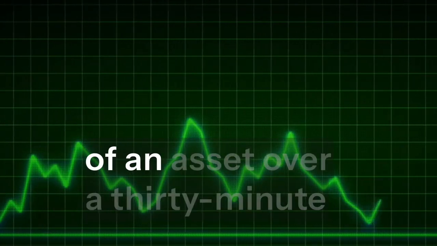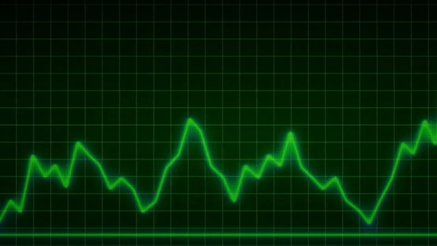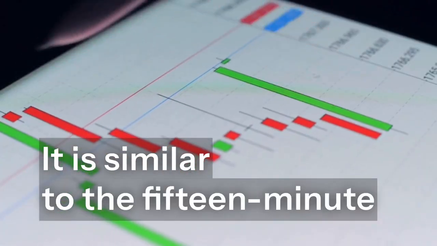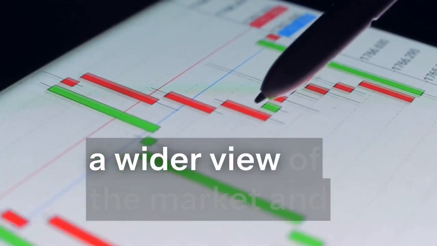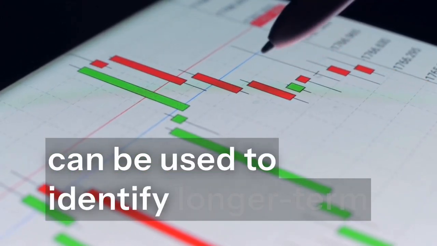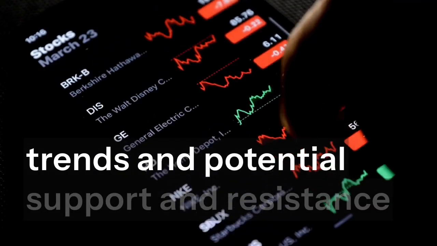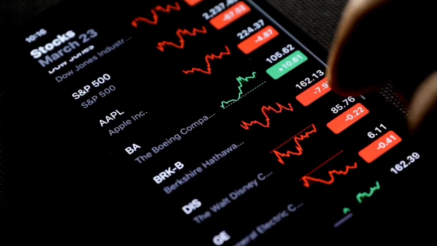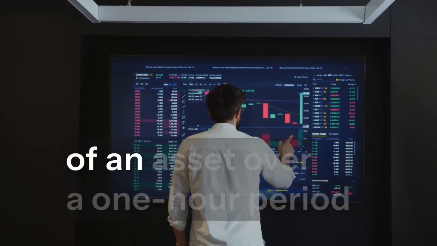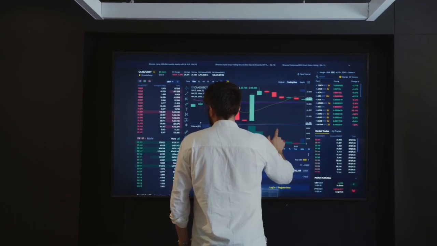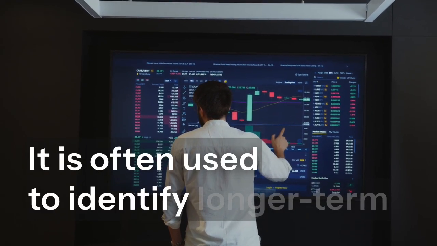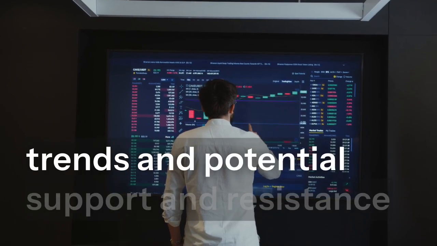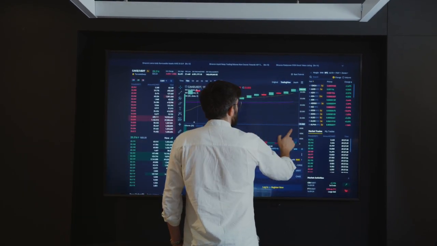30-minute chart. This chart shows the price movements of an asset over a 30-minute period. It is similar to the 15-minute chart, but provides a wider view of the market and can be used to identify longer-term trends and potential support and resistance levels. 1-hour chart. This chart shows the price movements of an asset over a 1-hour period. It is often used to identify longer-term trends and potential support and resistance levels.